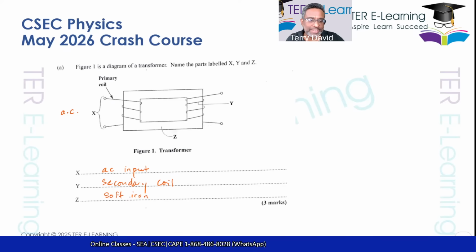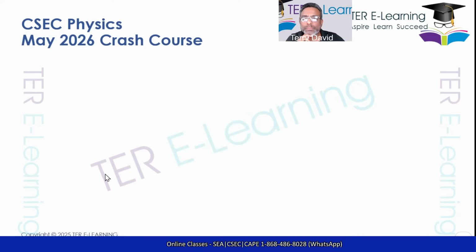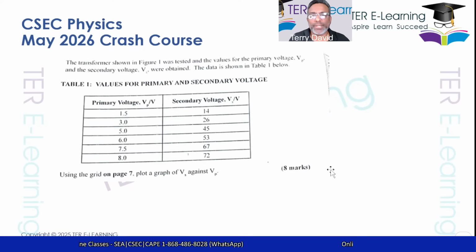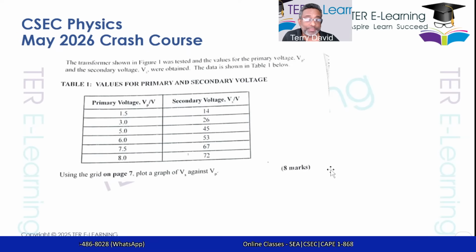All right, so this is a nice data analysis question based on transformers. All right, so this is what I have here. Now, guys, you will get a data analysis, and it could either be a straight line or a curve. Now, we have a transformer here in figure 1, and we have the values for the primary voltage and the secondary voltage obtained. The data is shown in the table below. So we have primary voltage and secondary voltage.